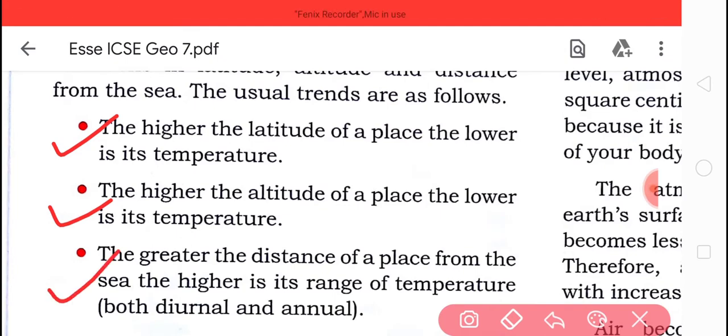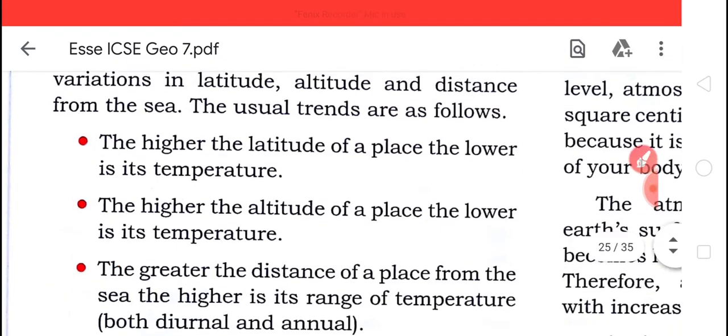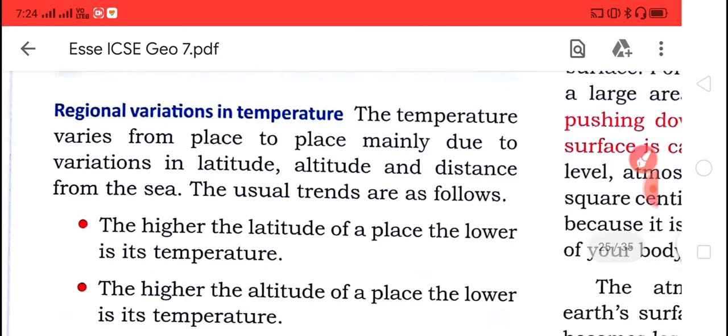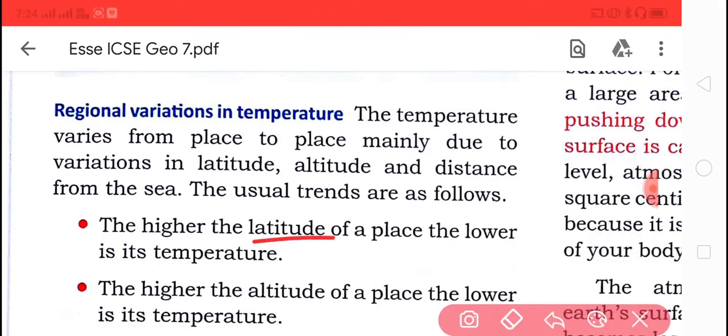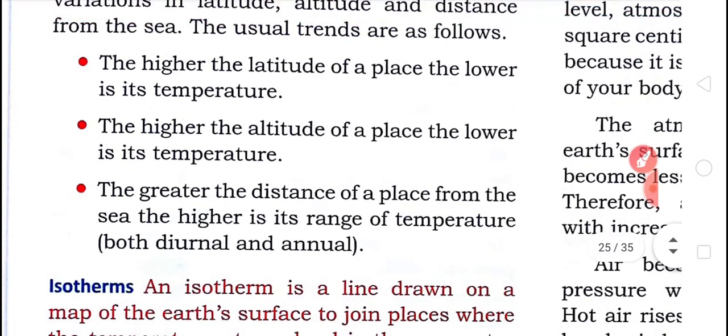So these things affect the variation in the temperature. First is the latitude, second is the altitude, and third is the distance from the sea.